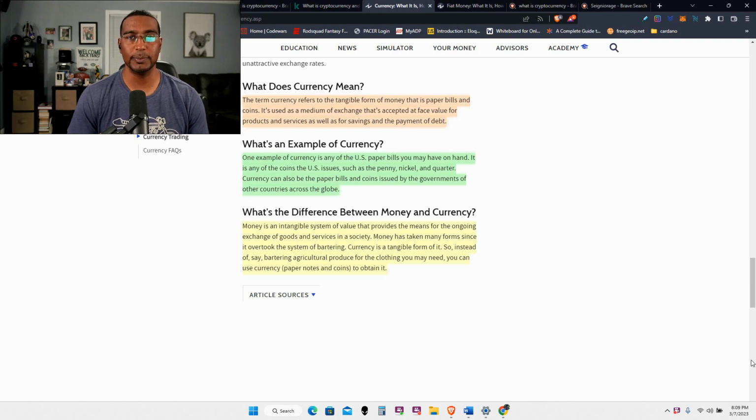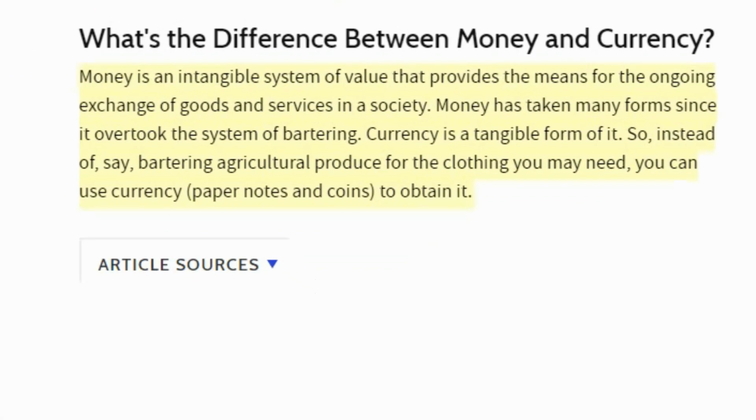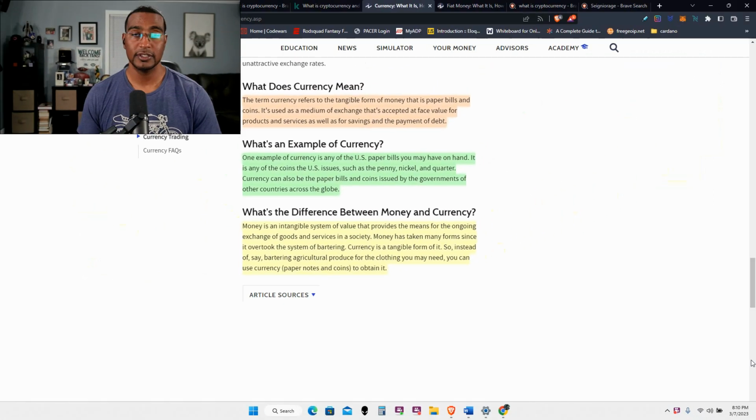What's the difference between money and currency? Money is an intangible system of value that provides a means of ongoing exchange of goods and services in a society. Money has taken many forms since it overtook the system of bartering. Currency is a tangible form of it. So instead of, say, bartering agricultural produce for clothing you may need, you can use currency, paper notes, and coins to obtain it. So in essence, what they're saying is that money is an intangible source of value and currency is a tangible source of value.